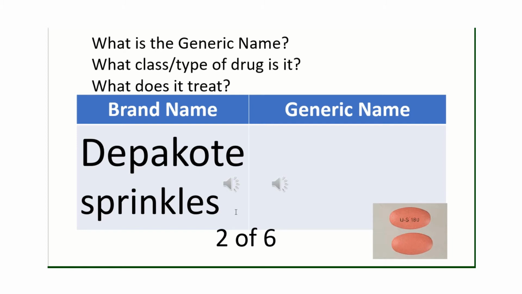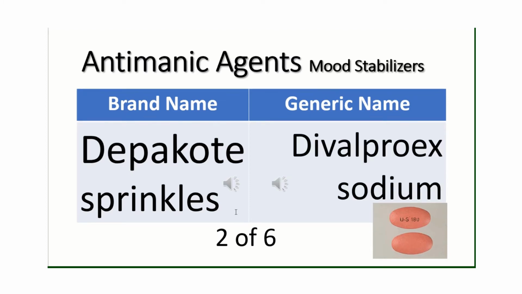What is the generic name for Depakote sprinkles? What type of drug is Depakote sprinkles? What does Depakote sprinkles treat? The generic name for Depakote sprinkles is divalproic sodium. Depakote sprinkles and divalproic sodium are anti-manic agents. They are mood stabilizers.